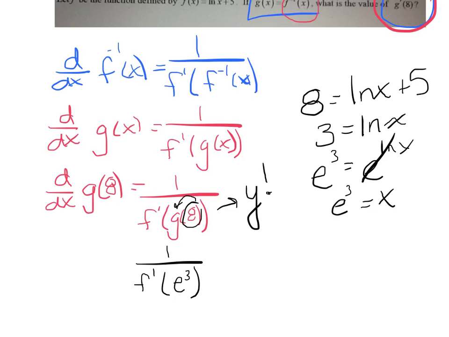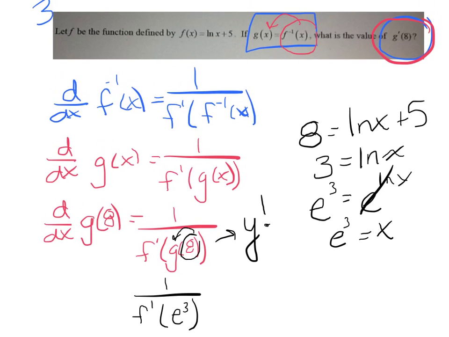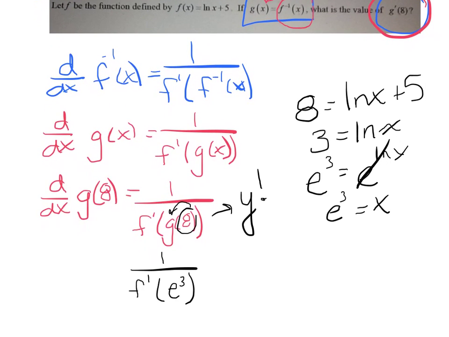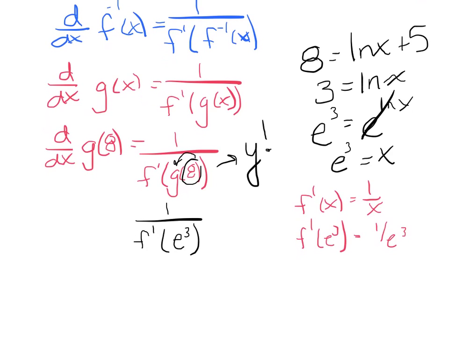Now again, I got to do a little work on my own. They don't tell me what f prime is. I just know f of x. So I'm going to have to find f prime off to the side. Derivative of the ln of x is 1 over x. And if I want f prime of e cubed, I've got 1 over e cubed. Now that's not my final answer, that's just my denominator. So I should now get 1 over 1 over e cubed, which of course is just e cubed.